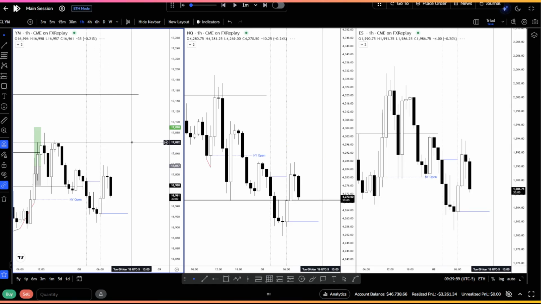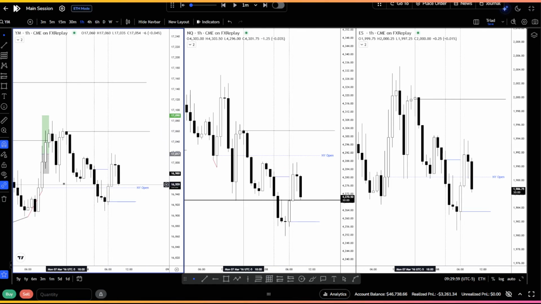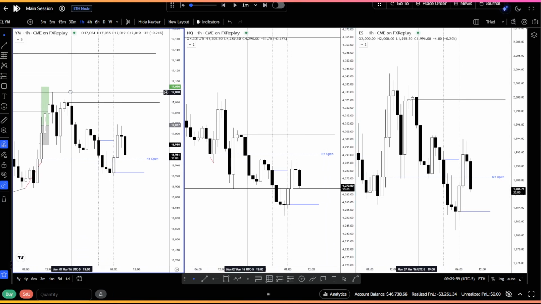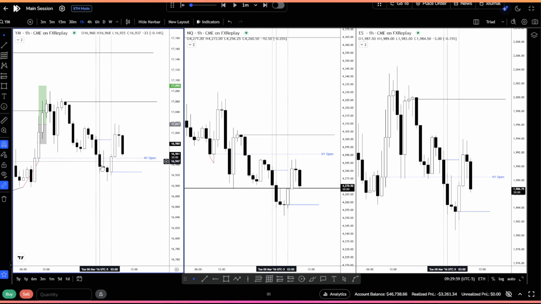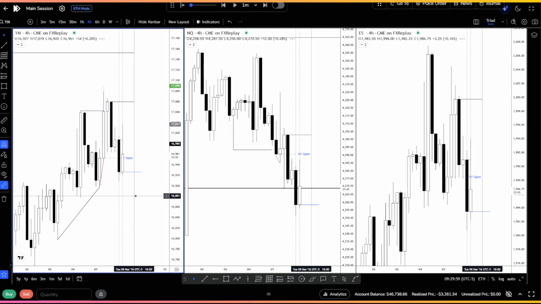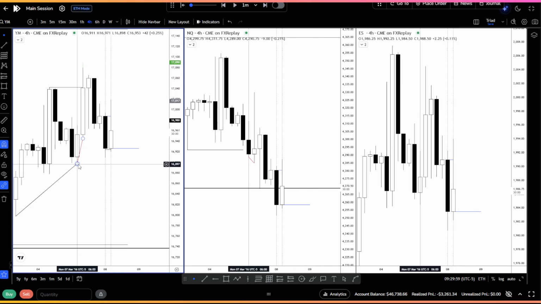Another day. Okay, wickless daily. Very first thing that I see here, just on YM, that it's wickless. 2M expands lower. 6M again gets back into the range. We do see this clean C2. Let's go to daily though.